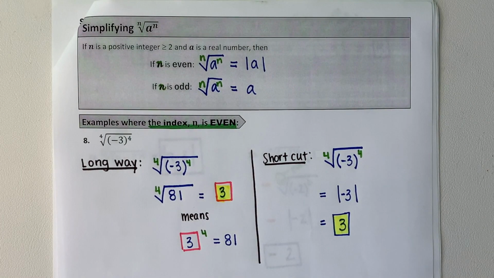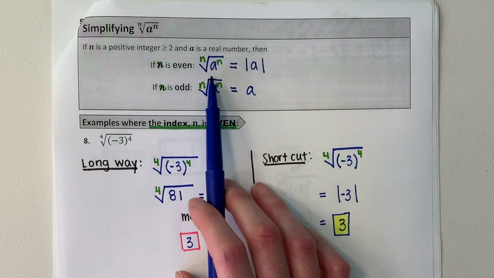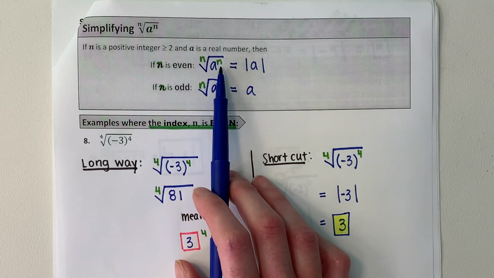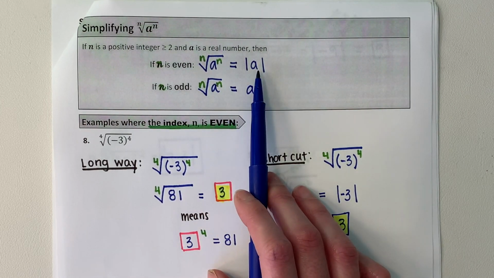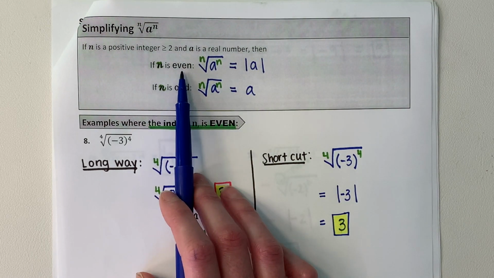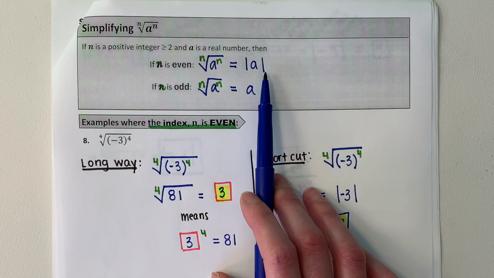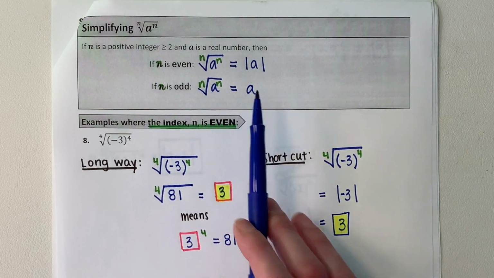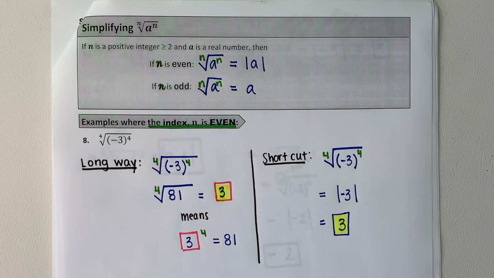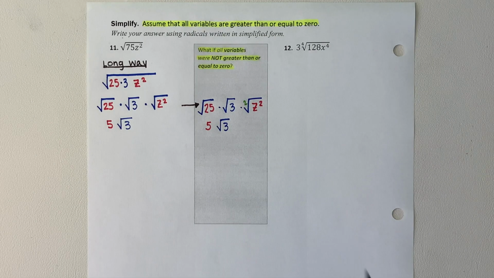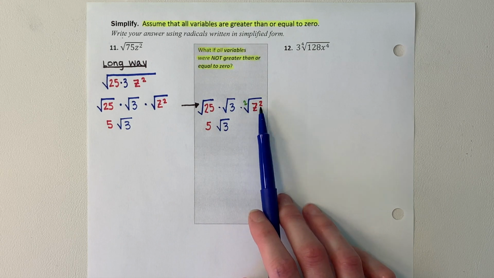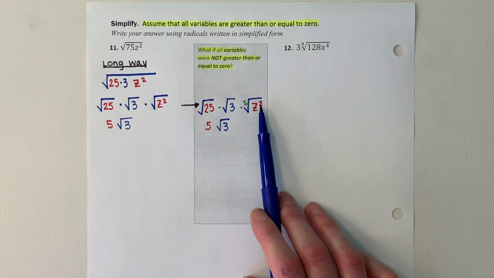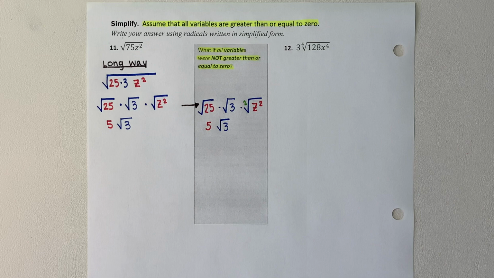In 6.1, we learned that when you have an expression like this, where the index matches the exponent, those are inverse operations. They cancel each other out, and we're just left with a. But you have to be very careful here, because if n is even, you have to put absolute value bars around your answer. If n is odd, you do not need absolute value bars around your answer. So here, the implied index is a 2. The index matches the exponent, so they're inverse operations. The square root will cancel the square, and we'll just be left with z.